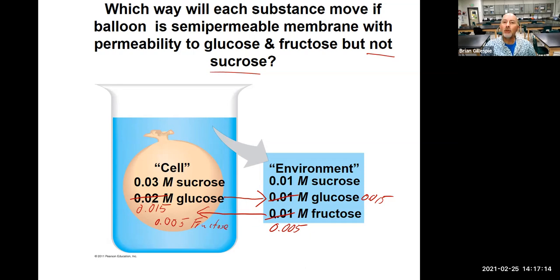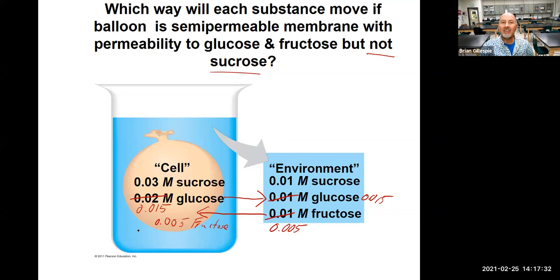When we get enough diffusion and we hit equilibrium for fructose, we will be adding those molecules into here. Okay, so these molecules will diffuse until they hit equilibrium. Now, what does this do to the overall water balance of our cell? How is this going to affect osmosis?